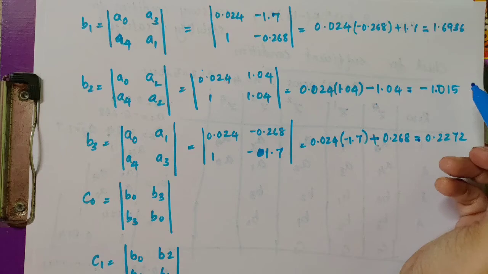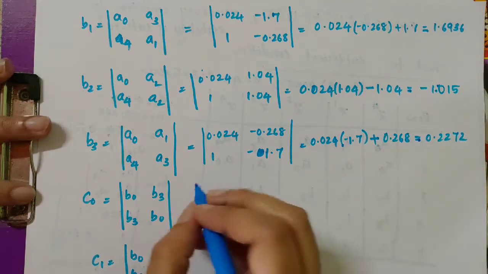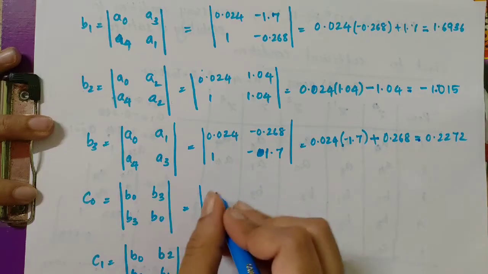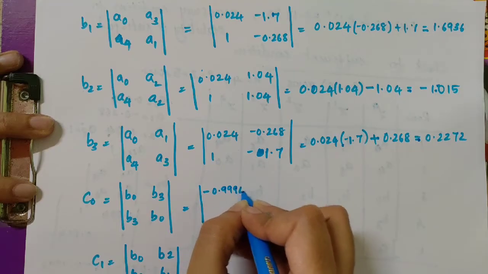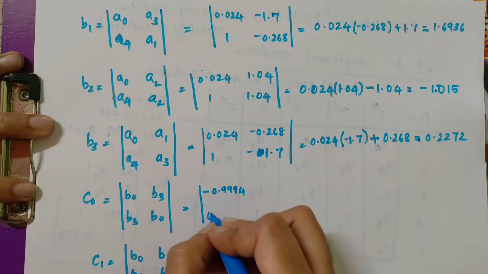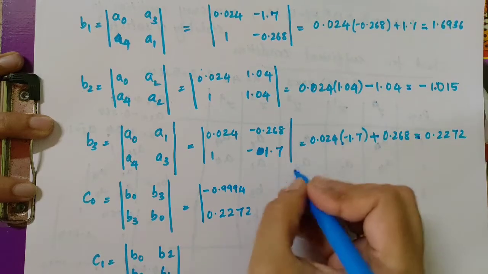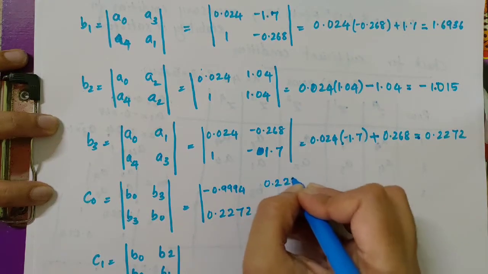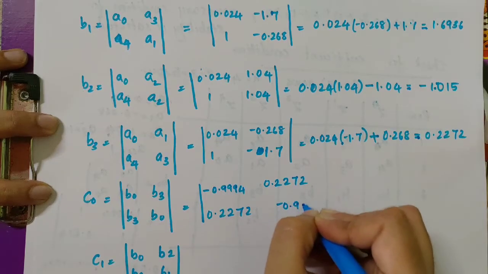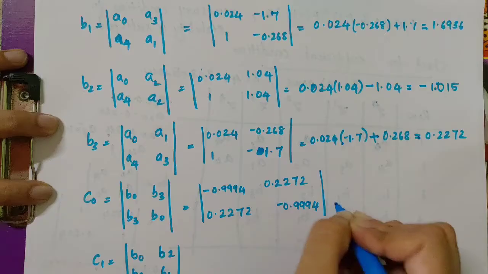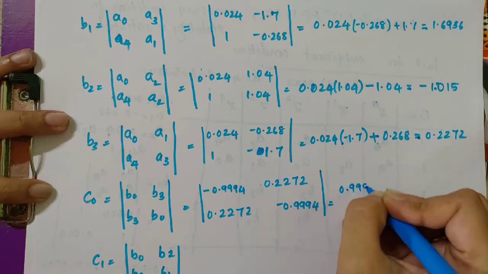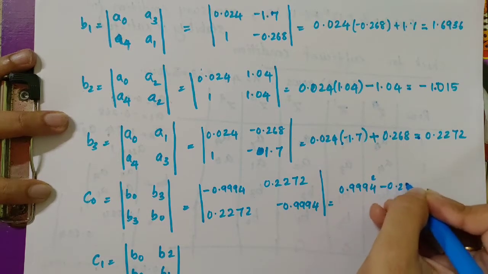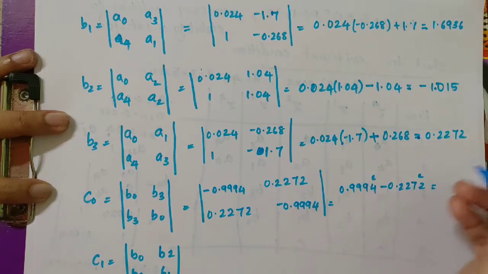Okay, so B0, B3, B1, B2, we got all of these. Now next we can do this. Now B0 is minus 0.9994, B3 is 0.2272. Taking the determinant, 0.9994 squared minus 0.2272 squared, that is equal to 0.9472.